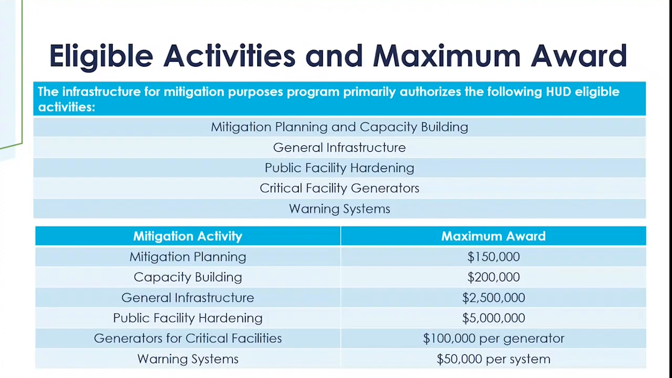This chart depicts the eligible activities for the MIT program and the maximum grant award for each activity. So essentially, under the mitigation, DED created 5 different categories from which projects may be provided funding. There's a mitigation planning and capacity building category. There's a general infrastructure category. There's a public facility hardening category. There's a critical facilities generators category and a warning systems category. And you can see from this chart what the maximum award amount would be for each one of those categories.